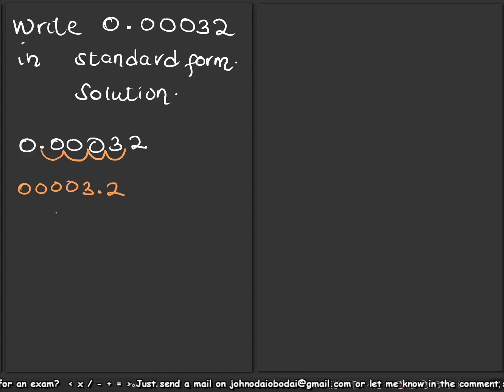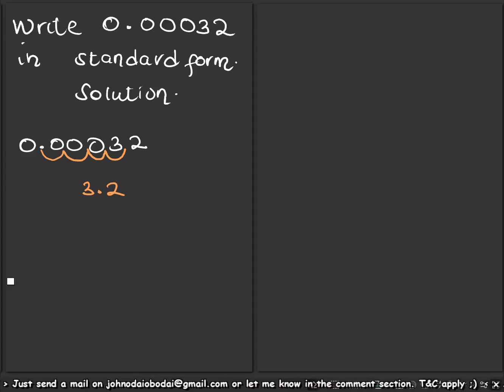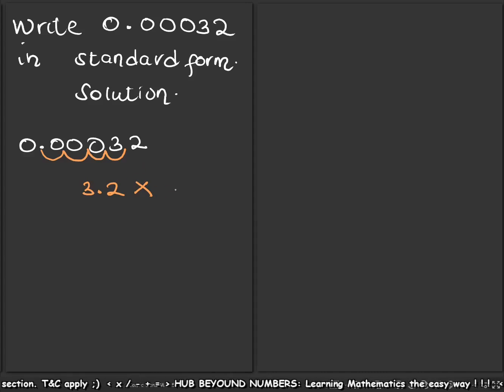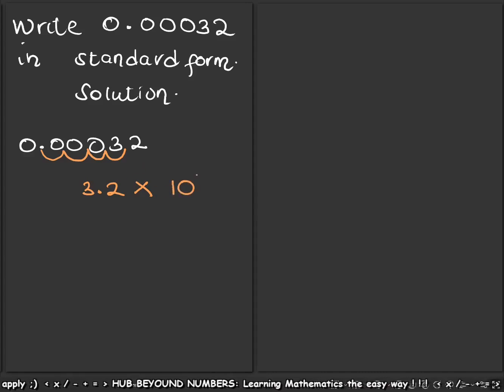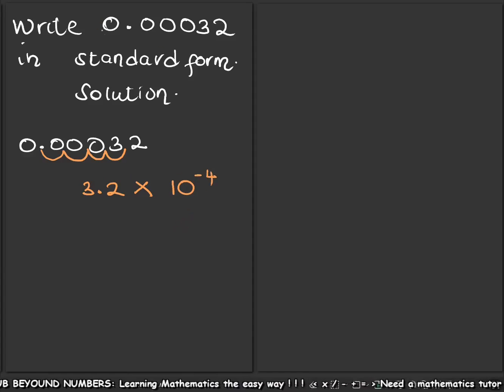And hence we would have 0.00032. But take note, all these 0s here can be omitted. You see, we have left it 3.2. Now, times, how many times did we move the decimal? We did that 4 times. So times 10 to the power -4. -4 because it was a smaller number and we changed it into standard form. It was a what? A smaller number. So as I said, if the number is small and you are changing it into standard form, then your power is going to be negative.